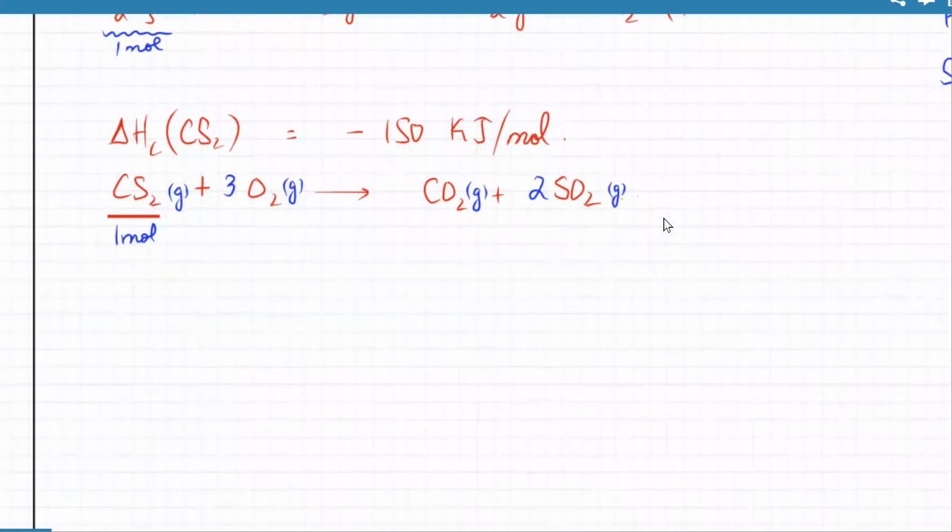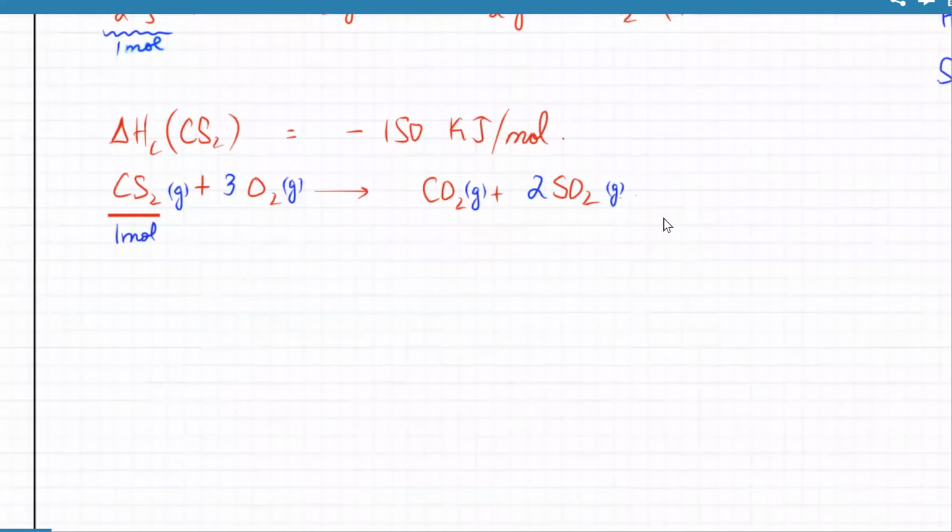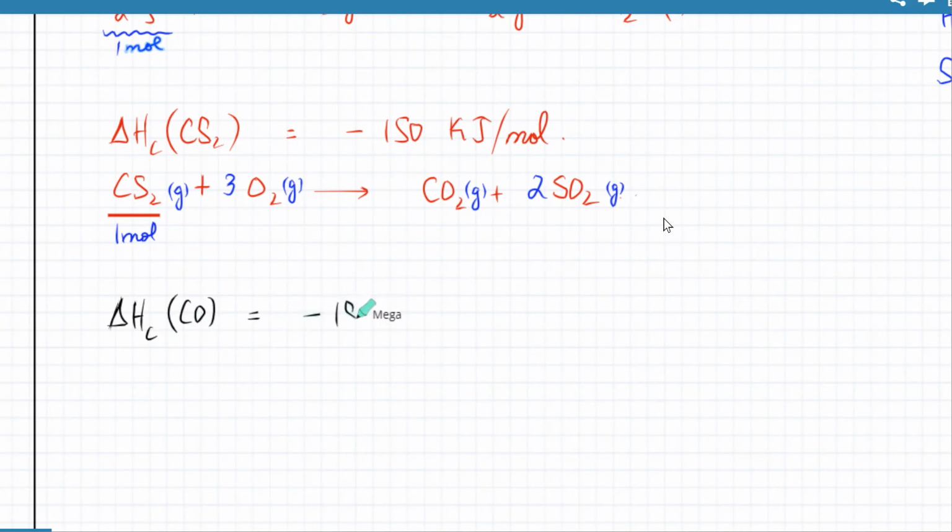Let's do one more. What about the enthalpy change of combustion of, let's say, carbon monoxide, and the value is given. Let's say it's given as minus 18 kilojoules per mole. So which reaction are we talking about? We're talking about the reaction where 1 mole of carbon monoxide is going to burn with oxygen to produce carbon dioxide.